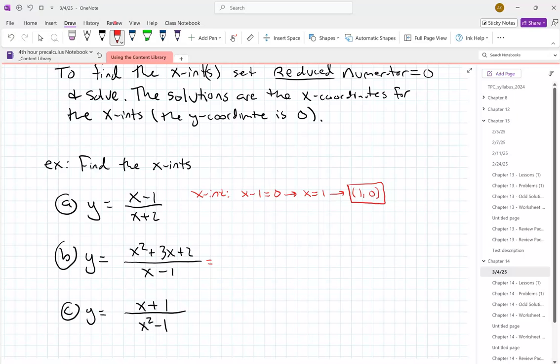All right. My next one, I'm going to start the same way. I'm going to try to reduce, so I'll start by factoring. The denominator is just linear, so I know that's not going to do anything. That's factored already. How does the numerator factor? X squared plus 3x plus 2. X plus 2 and x plus 1, right? Is there anything that can reduce? No. So we're done. Nothing to reduce. So I have one x-intercept at negative 2, 0. And a second x-intercept at negative 1, 0.